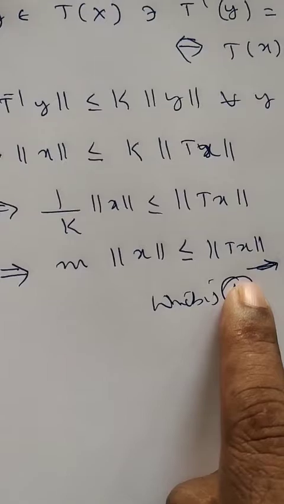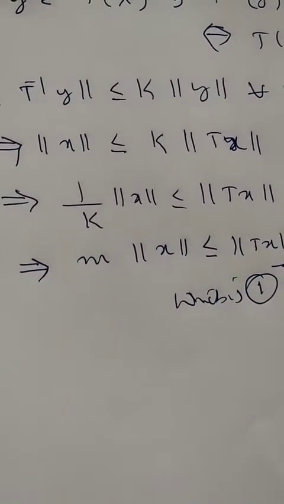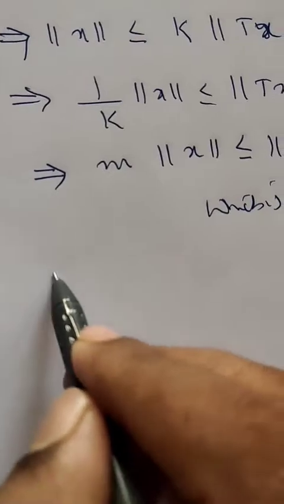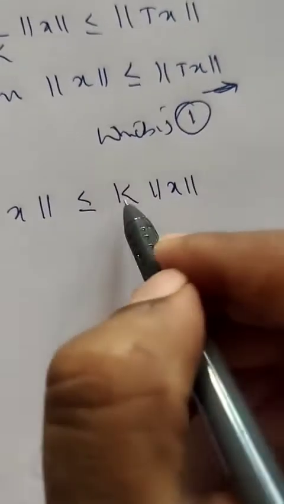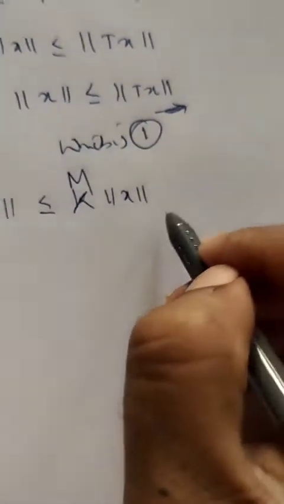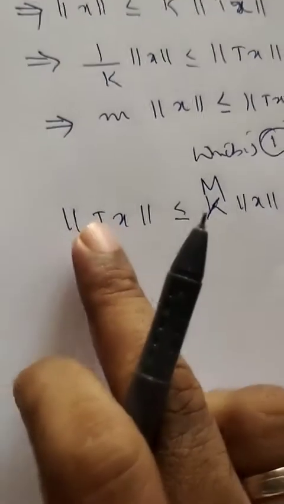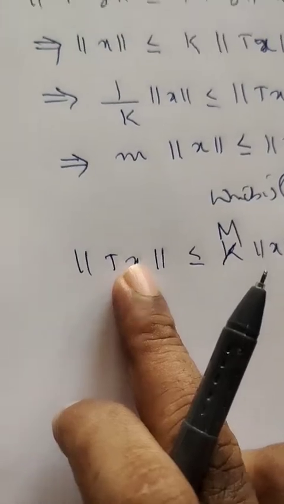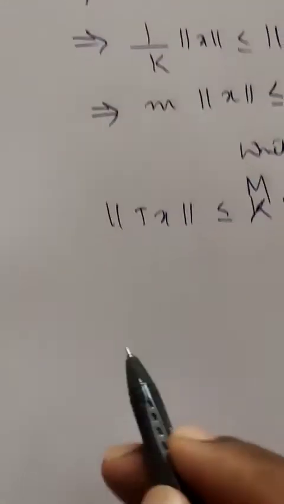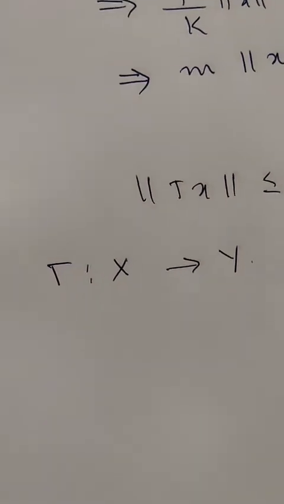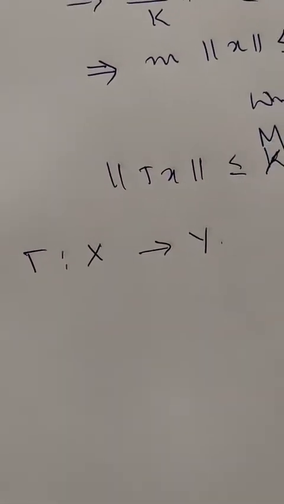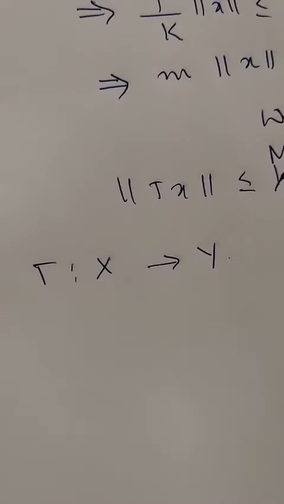Okay, so from these two, and also you know that when T is bounded, norm of T of x is less than or equal to k times norm of x, or say big M times norm of x, for every x belongs to X. So from these two, from the definition of T to be continuous and of T inverse to be continuous, we can say: suppose you have a T from the Banach space X to the Banach space Y, then T and T inverse exist and are continuous.